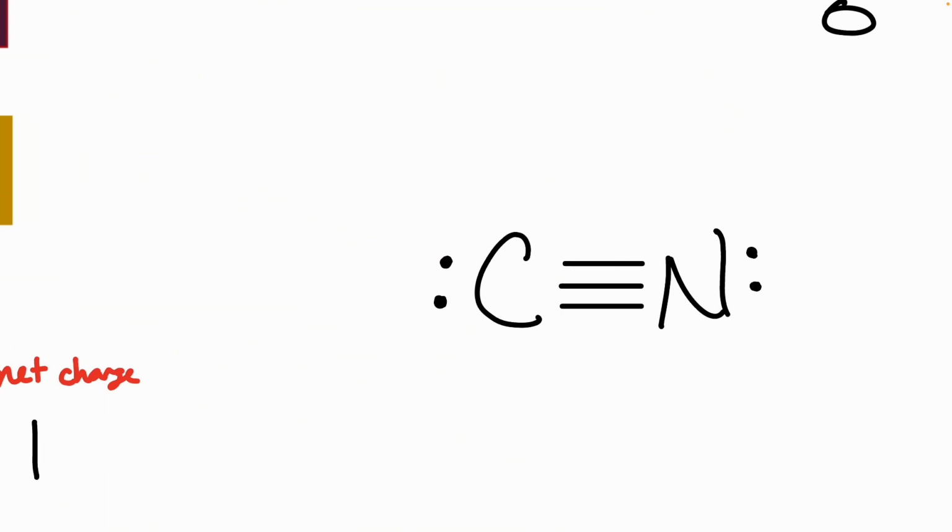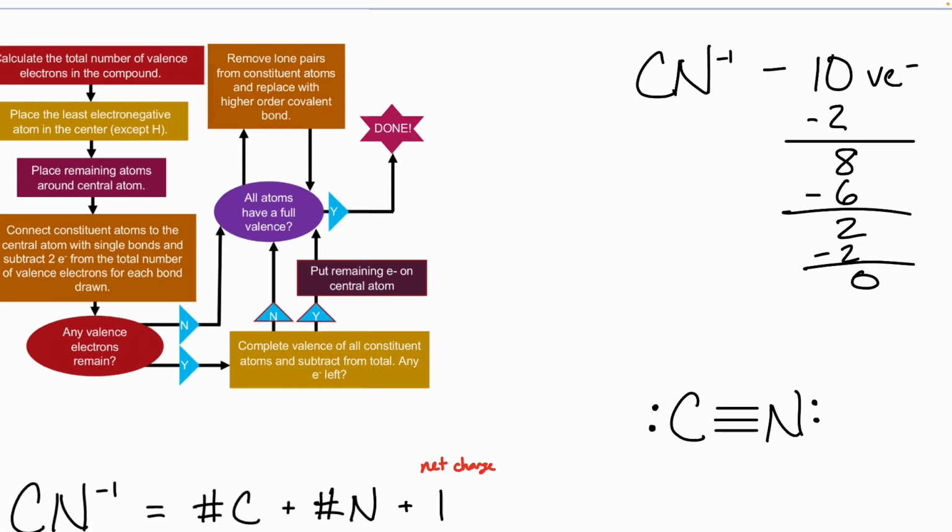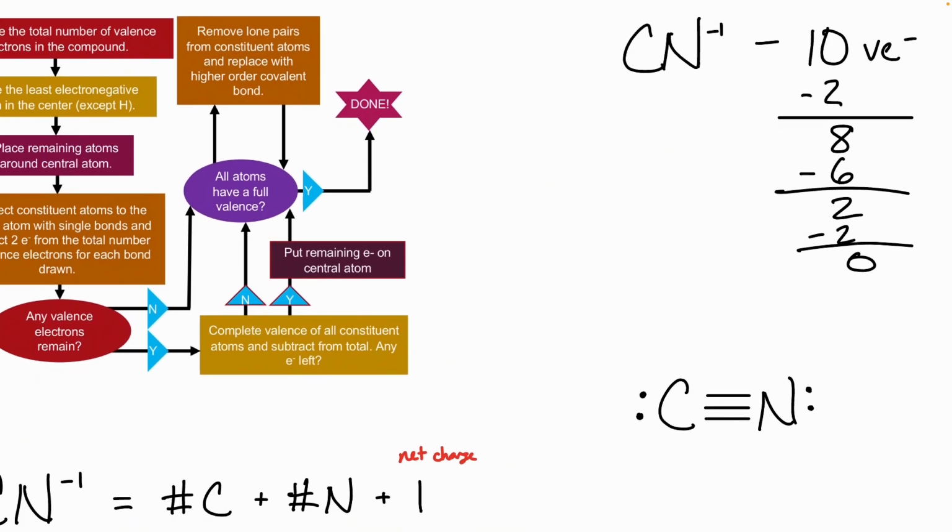And now if I look, both of these elements are happy. They both have 2, 4, 6, 8 electrons in their octet. And so this is my Lewis structure for this cyanide ion here. Okay? Cool, so now we got the basics down. We'll learn how to analyze these structures a little bit more and draw some of the more complicated ones next class.